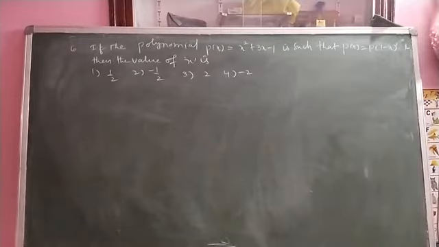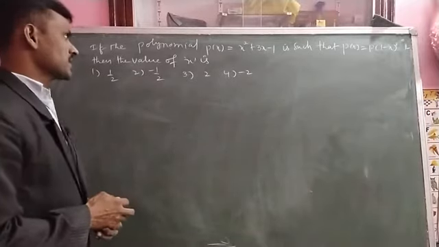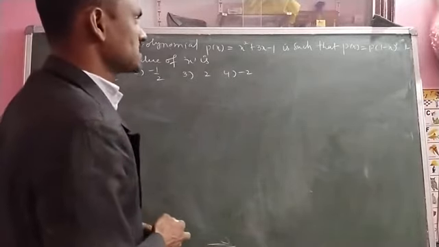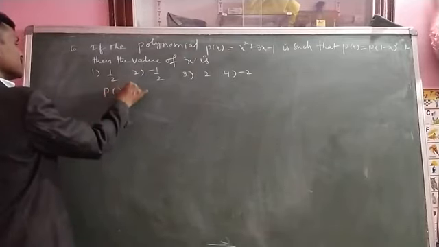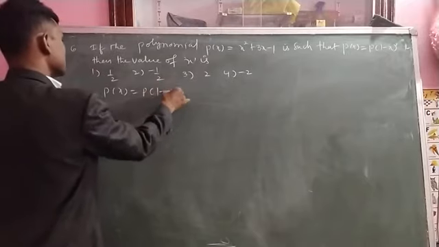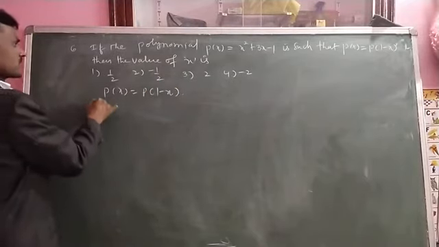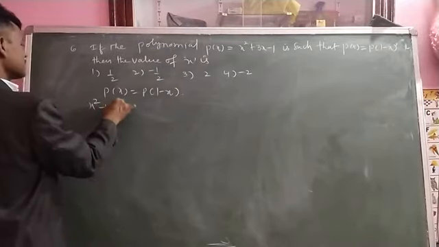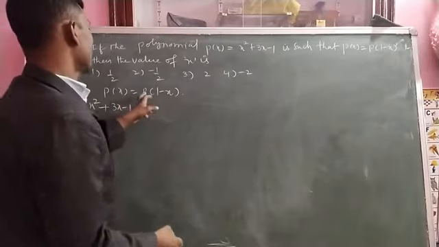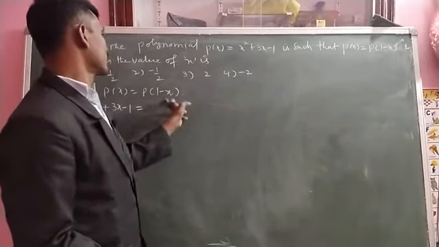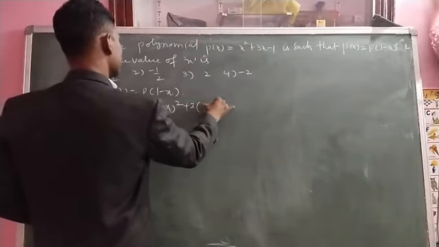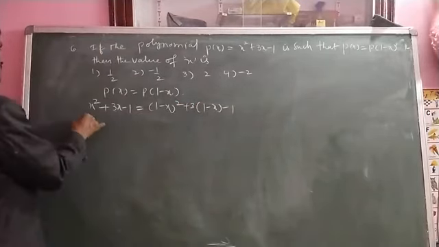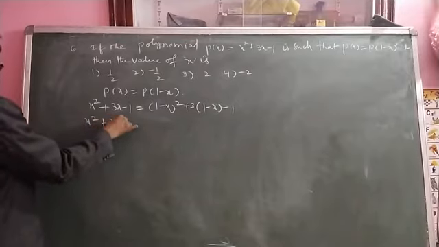Okay, next problem, sixth one. If the polynomial p of x is equal to x square plus 3x minus 1 is such that p of x is equal to p of 1 minus x. See here, p of x is equal to p of 1 minus x. P of x is already given as x square plus 3x minus 1. Here you have to substitute 1 minus x for x. Then 1 minus x whole square plus 3 into 1 minus x minus 1. Now write the right side as it is, x square plus 3x minus 1.